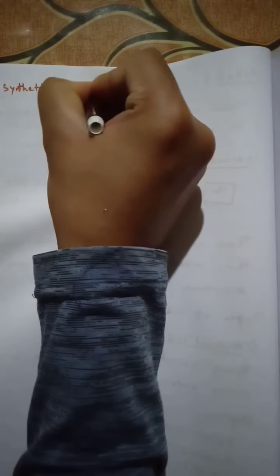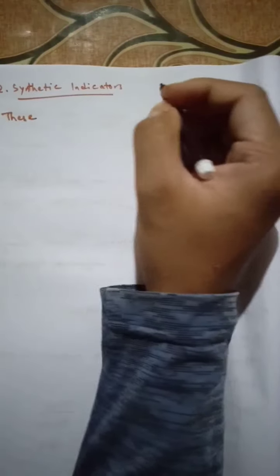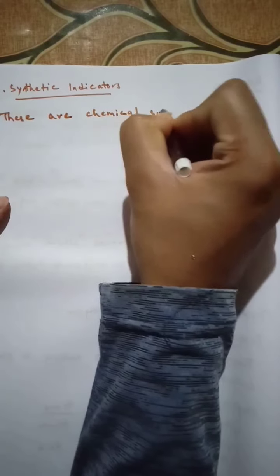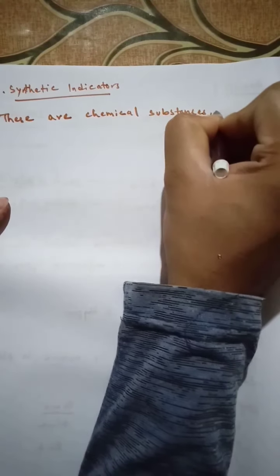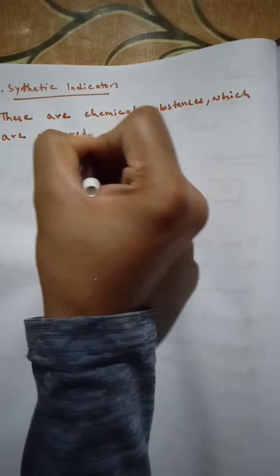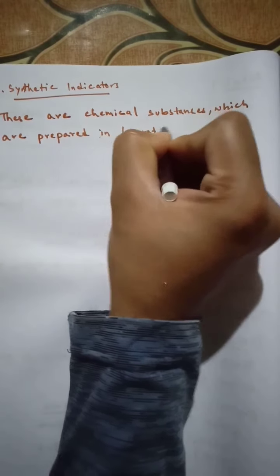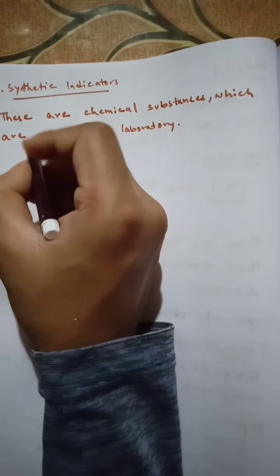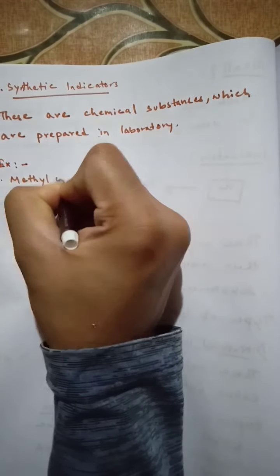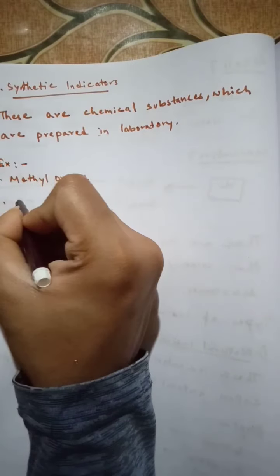Now the second indicator is synthetic indicators. What are synthetic indicators? These are chemical substances which are prepared in laboratories. For example, let us take methyl orange and phenolphthalein.